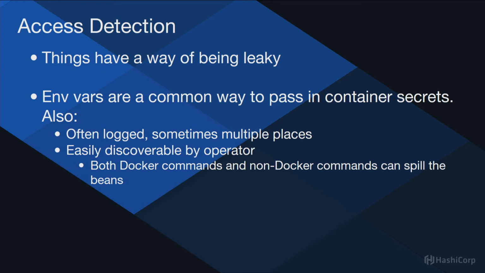Access detection. So things have a way of being leaky. Environment vars are a really common way to pass things into containers. They also are often logged, often by management systems, which just say, hey, this is probably really useful for you to know what network interfaces you're on, and here are the environment variables that you used, and so on and so forth. So they often are just logged all over the place. And they're also easily discoverable by operators. Anyone that can access Docker on a machine can access these. And operators that even can't access Docker but can access other utilities on the system in a privileged way can actually just look up environment variables.